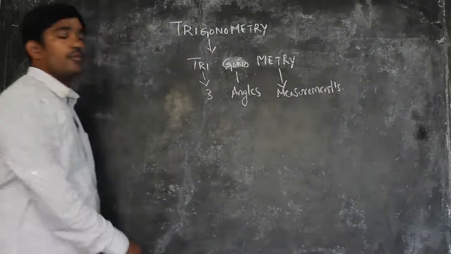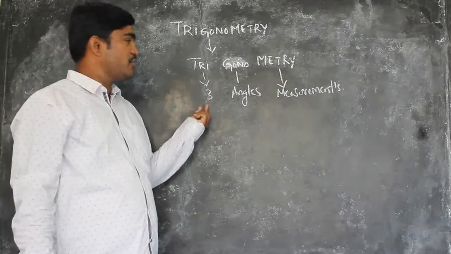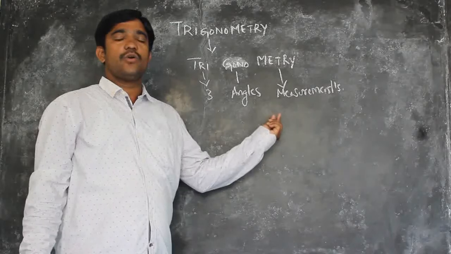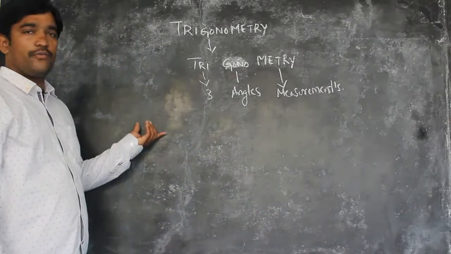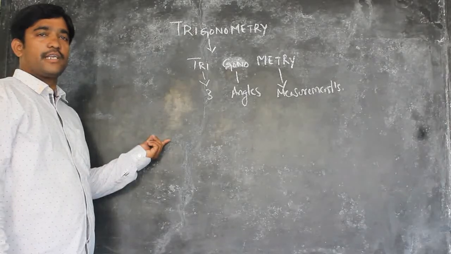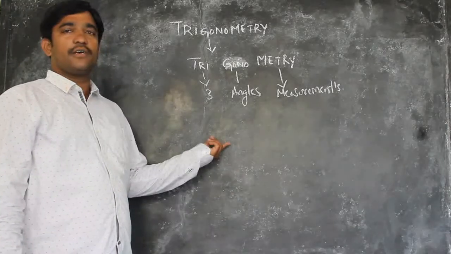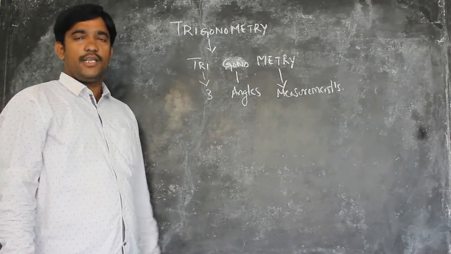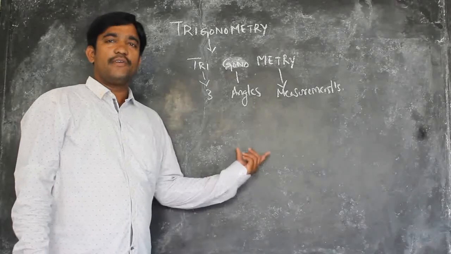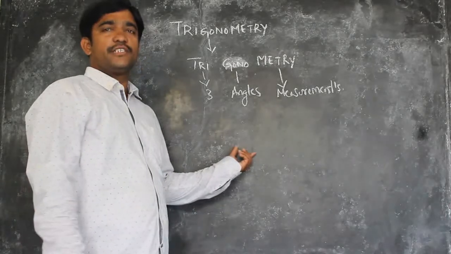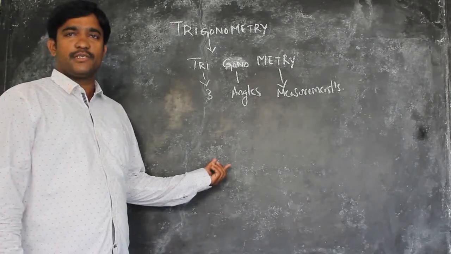Trigonometry is simply said to be the measurement of 3 angles or 3 sides of a triangle. The study of mathematical techniques that are used in our daily life for the measurement of 3 sides or 3 angles is said to be trigonometry. In our daily life, trigonometry is very helpful and useful to solve some major puzzles.